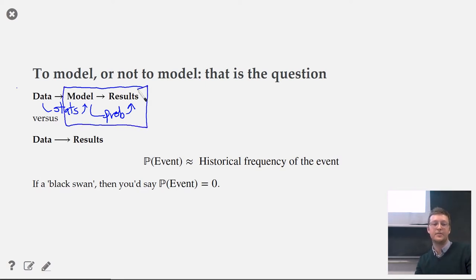That's in contrast to a lot of modern statistics, which tries to get away without having a model at all, using the data directly to calculate the things you're interested in. But I would say in the rare event case, that's extremely hard. Whenever you're not using a model, you're effectively saying that the probability of something happening is how often it has happened in the past, the historical frequency of the event.